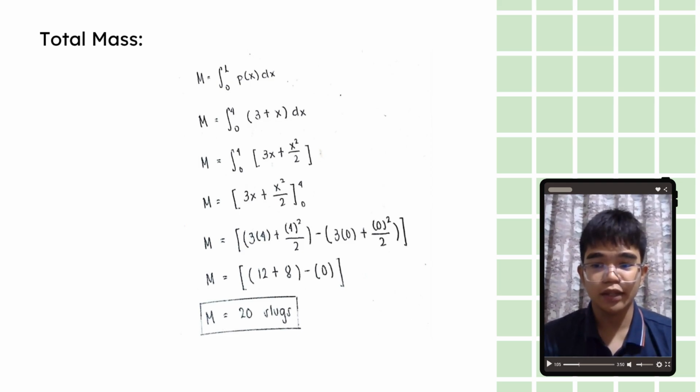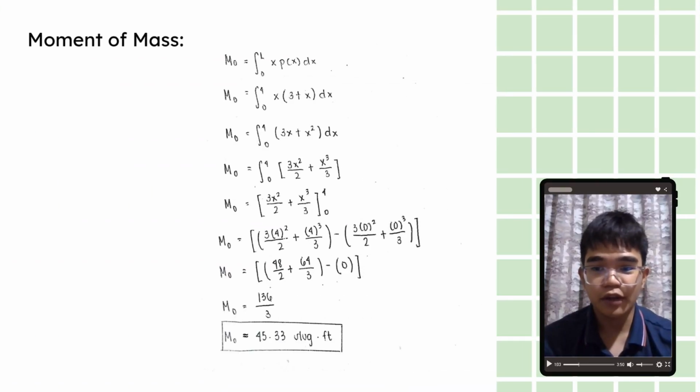Now we substitute in the upper limit 4 and subtract the lower limit 0, so we have 3 times 4 plus 4 squared over 2 in the upper limit, minus 3 times 0 plus 0 squared over 2 in the lower limit. That would give us 12 plus 8 minus 0. So our total mass is 20 slugs. Next, we find the moment of the mass.